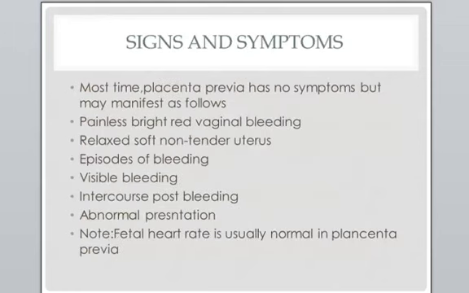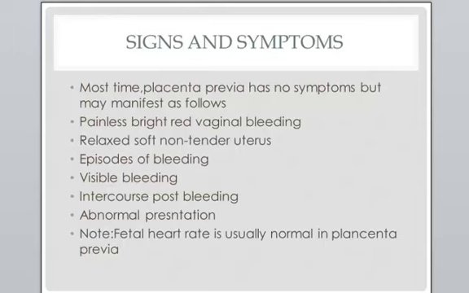Now, how do we know the symptoms of placenta previa? To make it very easy, I've developed an acronym from the word previa, so that it will make it easy for the learners. What are the things that you see that will make you know that this patient definitely has placenta previa? The first important thing you are supposed to know is painless bright red vaginal bleeding. That's number one.